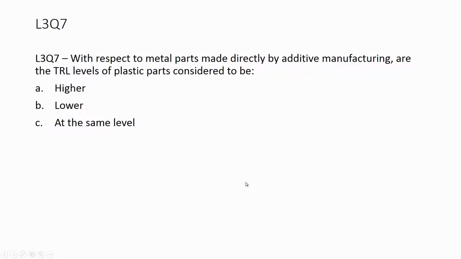With respect to metal parts made directly by additive manufacturing, are the TRL levels of plastic parts considered to be A, higher; B, lower; or C, at the same level? The answer is A, higher. The plastics technologies are more advanced, they're easier to use, and there are more things in production.